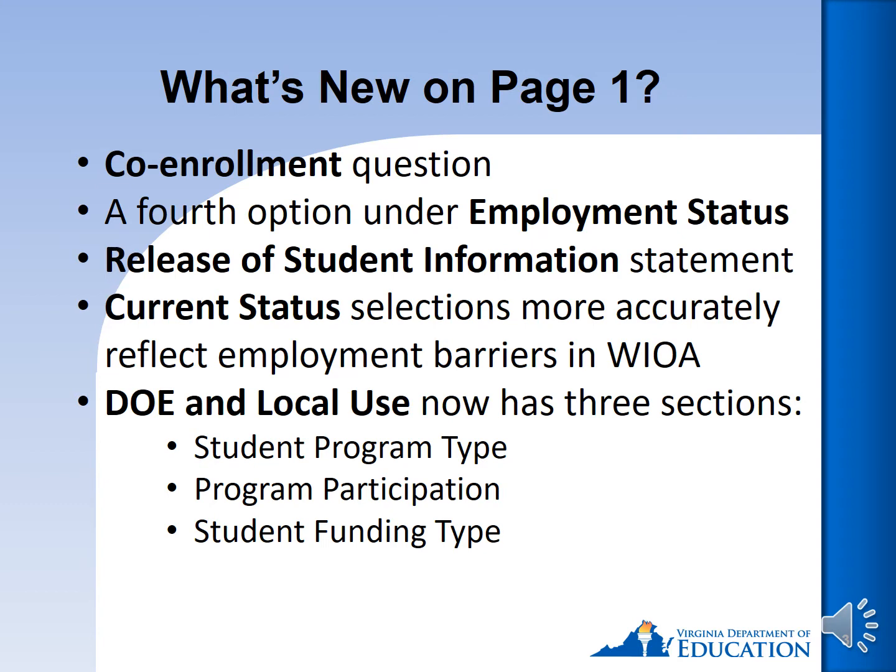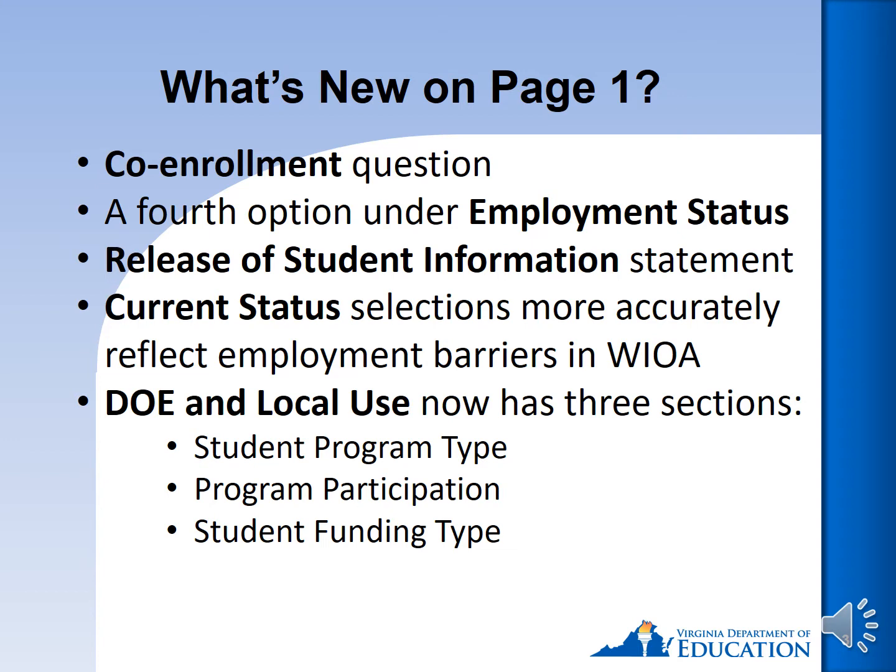Another new item is the release of student information statement mentioned previously to facilitate the issuing of referrals. Note that in addition to a signature and date, the name of the adult education provider must be provided to authorize the release of information.